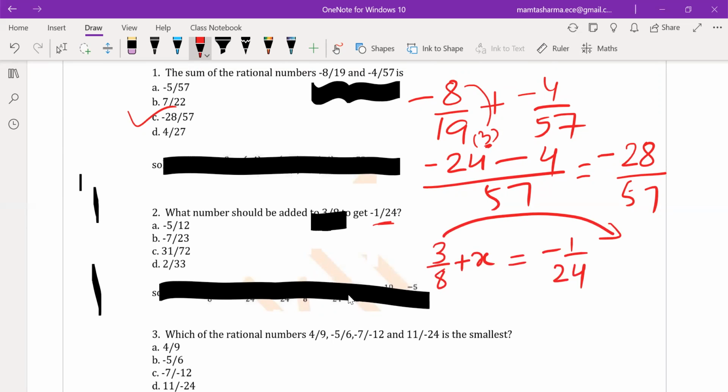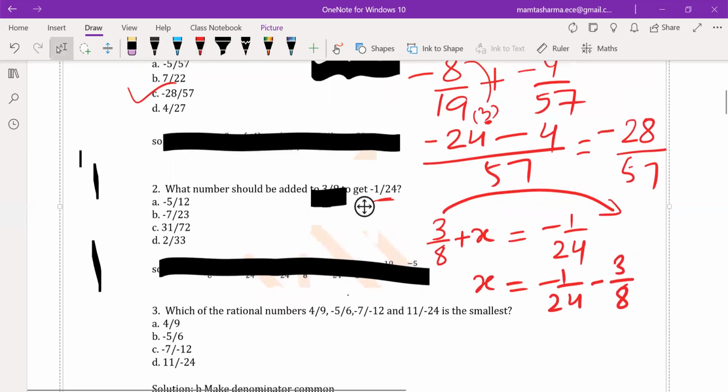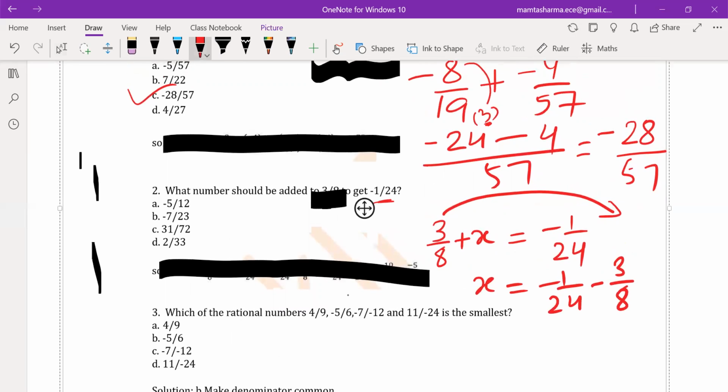Transpose this term to the RHS side. Here it is plus. After transposing, it will become minus 3 by 8. Okay. Now do the same process. Take the LCM and solve it. LCM is 24. You do it yourself.